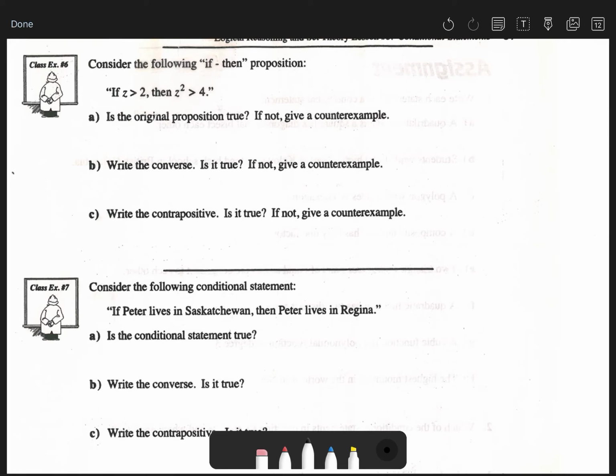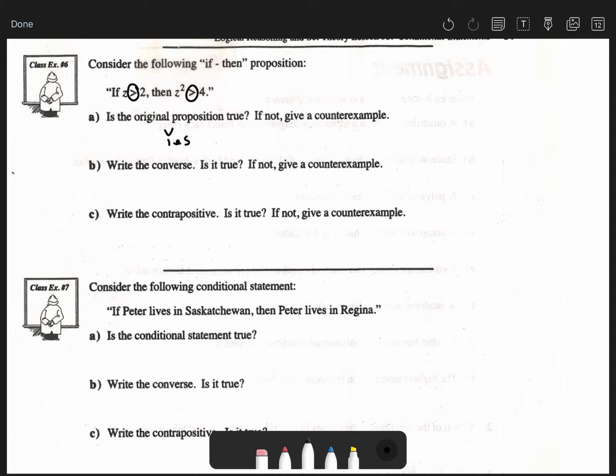So it says, consider the following if-then proposition. Again, remember an if-then proposition is the same as a conditional statement. So it's saying if z is greater than 2, then z squared is going to be greater than 4. So is that original proposition true? Meaning if z is bigger than 2, is z squared going to be bigger than 4? Yes, that is true. If I take any number that's bigger than 2 and I square it, it will be bigger than 4.